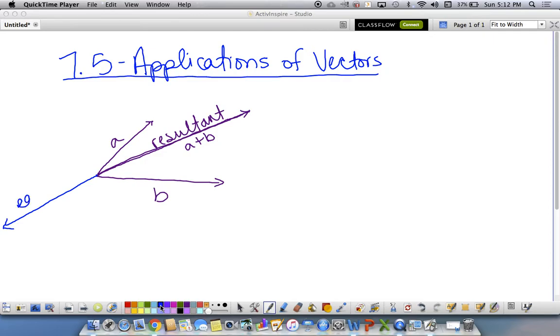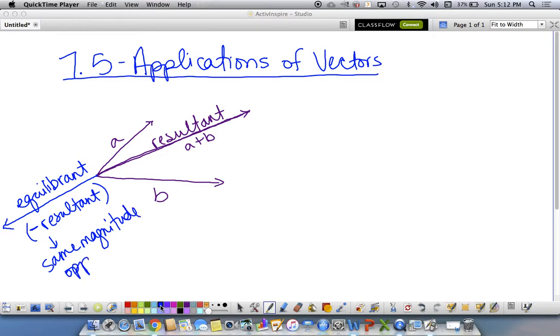We're going to call that the equilibriant. It will also be known as the opposite of the resultant vector. They will have the exact same magnitude and opposite direction.